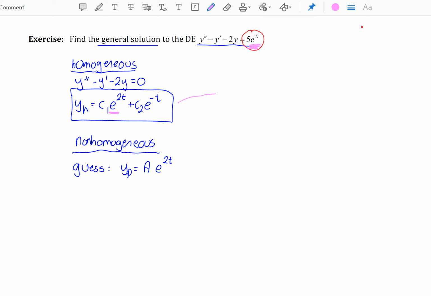Again, just to emphasize this, if you were to look at a e to the 2t, the second derivative of that, minus the first derivative of a e to the 2t, minus 2 times a e to the 2t, this will equal 0 by definition because a e to the 2t is a homogeneous solution.